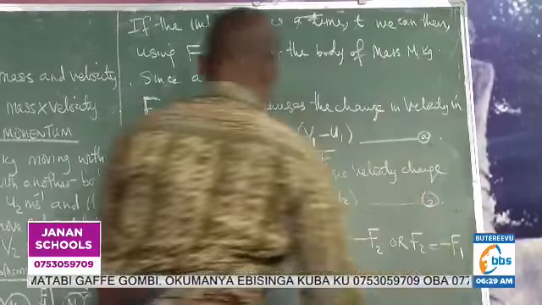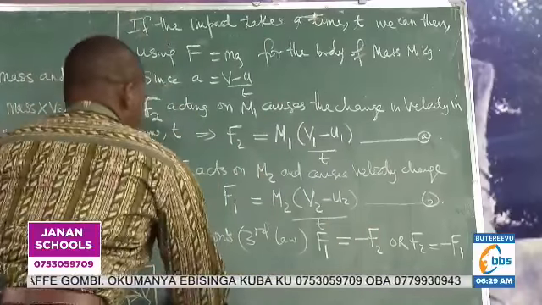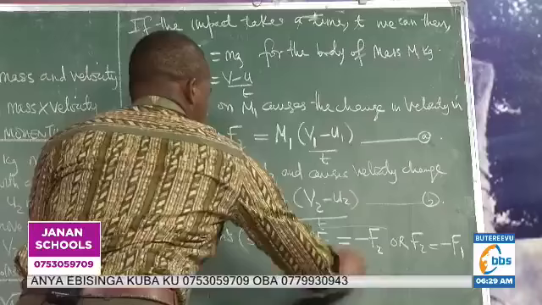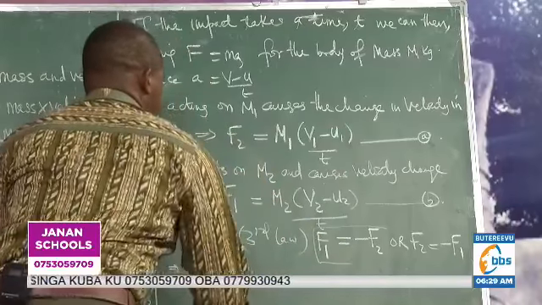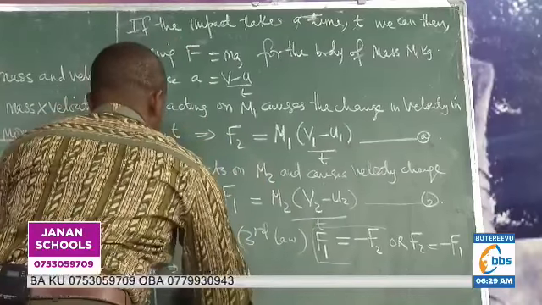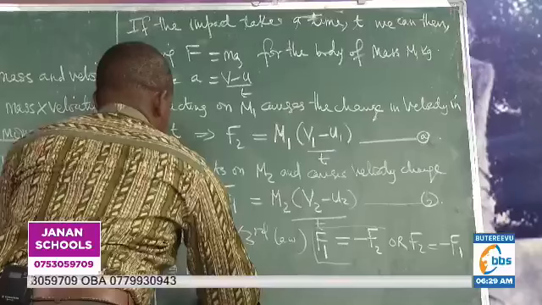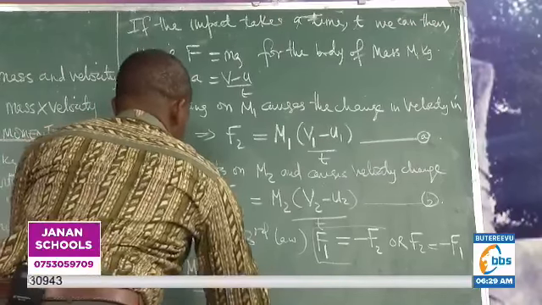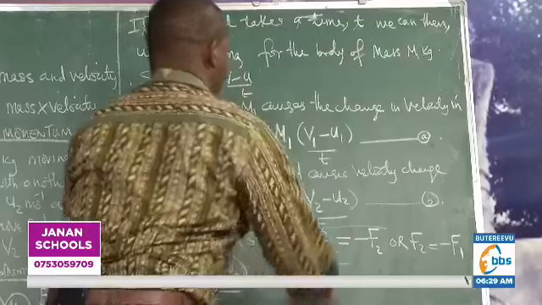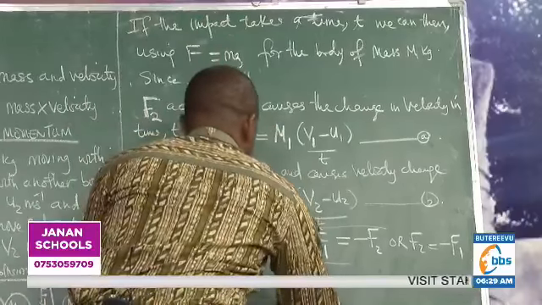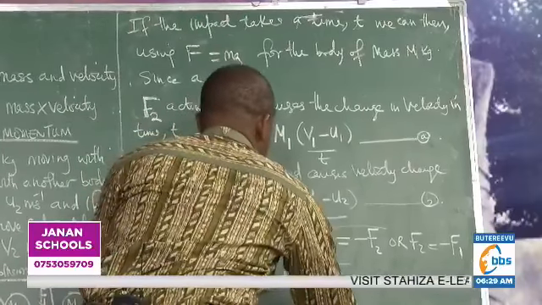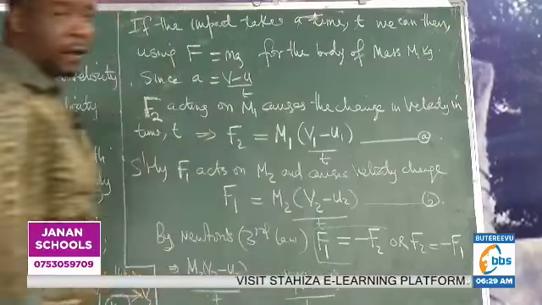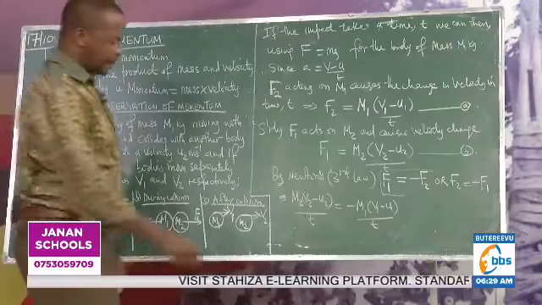It is the same. It implies that if we apply, I will use this one, my F1 is now M2 (V2 minus U2) over T, which should be equal to negative F2, which is negative M1 (V1 minus U1) over T. Definitely, the time T will cancel.